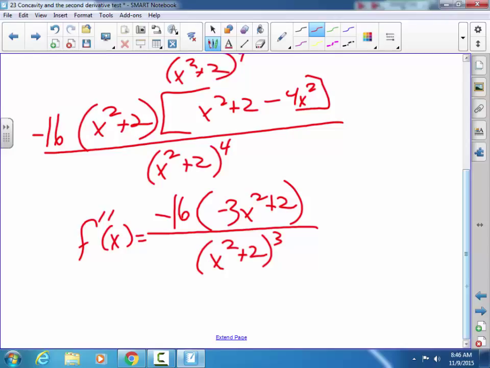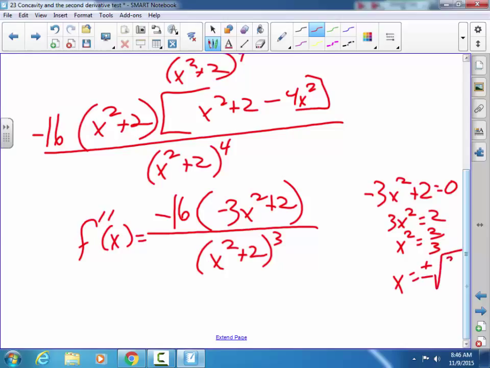Now, how are we going to figure out concavity now? Set the top part equal to 0. Negative 3x squared plus 2 equals 0. Do I need to set the negative 16 equal to 0? No, technically I do, but I can look at it and know it's never going to equal 0, so I'm not going to write it down. So, negative 3x squared plus 2 equals 0. That means 3x squared equals 2. x squared equals 2/3. So x is plus and minus the square root of 2/3.